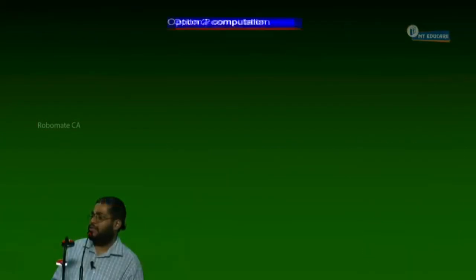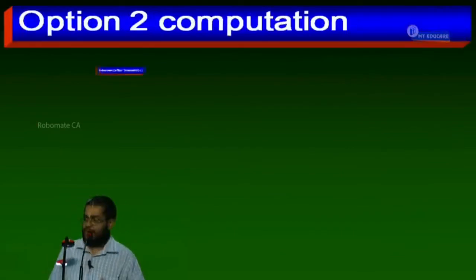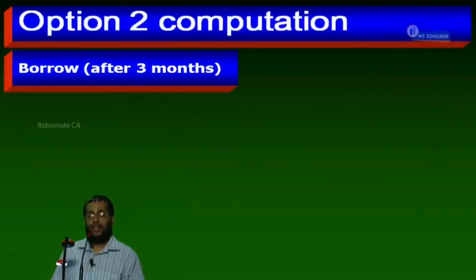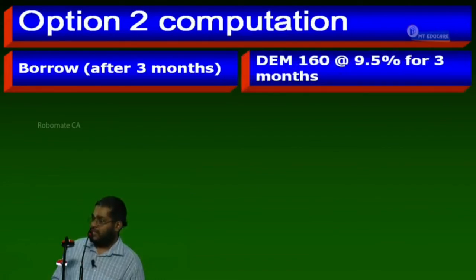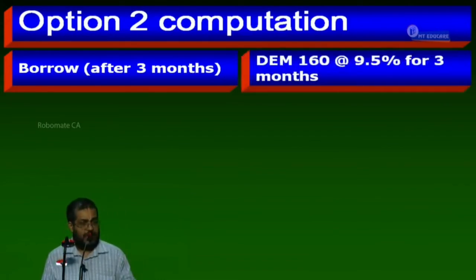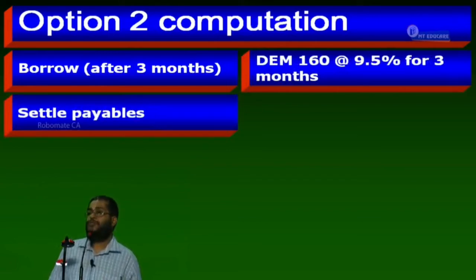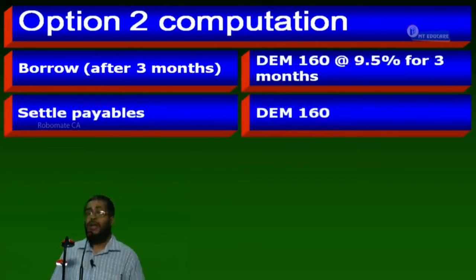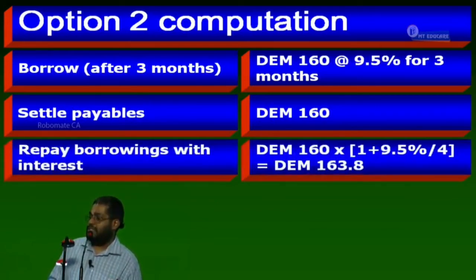In the second case, option 2, please tell me what happens. Number 1, am I going to do anything today? Nothing. I'm going to borrow after 3 months. How much dollars? 160 dollars. For how many months? 3 months. At what percent? 9.5. This is going to be used for what? Settling the payable immediately. This borrowing should be repaid along with what? Interest. What is the maturity value? It is 160 into 1 plus 9.5% by 4, which gives you 163.8.